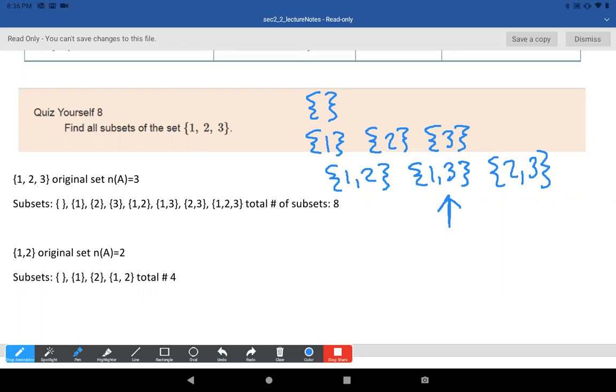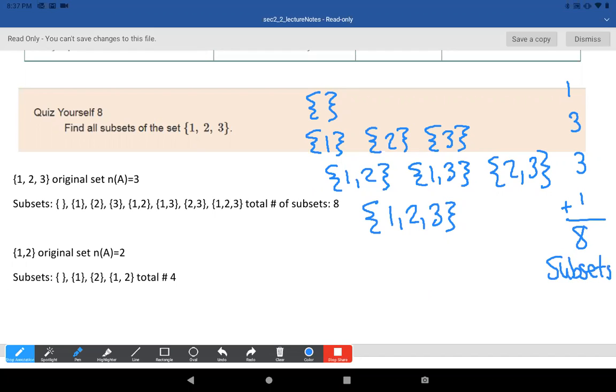If we grab the 3 and try to pair it with the 2, we've already done that. And if we grab the 3 and try to pair it with the 3, we've already done that. So we're exhausted on pairs. And then how many 3-element subsets can we make? The set itself. So we have 1, 3, 3, 1, or a total of 8 subsets.